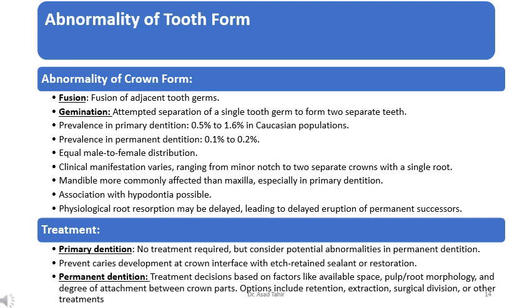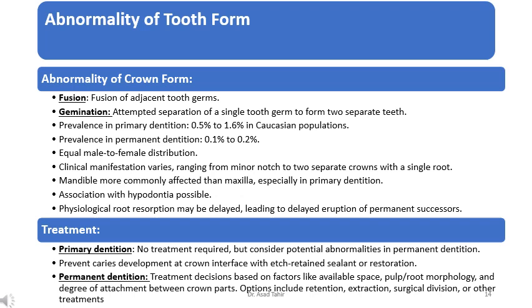Equal male to female distribution. Clinical manifestation varies, ranging from minor notch to two separate crowns with a single root. Mandible more commonly affected than maxilla, especially in primary dentition. Association with hypodontia possible. Physiological root resorption may be delayed, leading to delayed eruption of permanent successors.